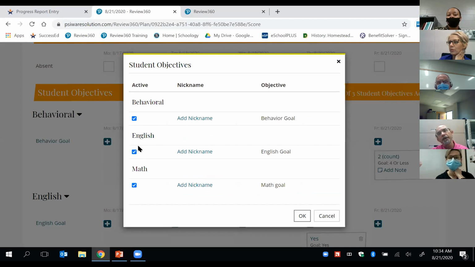Let's say you had an annual goal and 3 benchmarks. Well, let's say that one of those benchmarks was the 3rd grading period of this year. Well, you could turn it off so it doesn't clutter your scoring screen. Just make it go away.